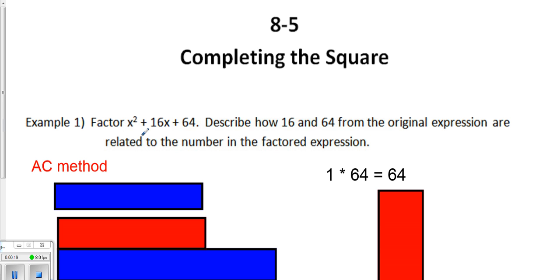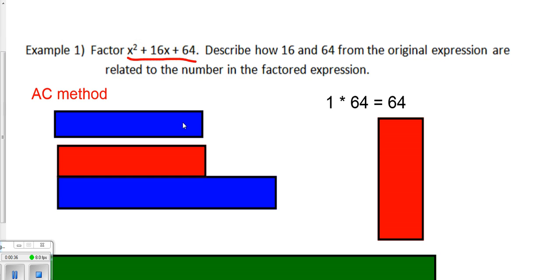We have x squared plus 16x plus 64. Then we want to describe how 16, this piece right here, and 64, this piece right here, from the original expression are related to the number in the factored expression. First off, let's factor it using the AC method. Our A value, there's a hidden 1 out in front. Our C value is 64. So AC, we do 1 times 64, which is 64.